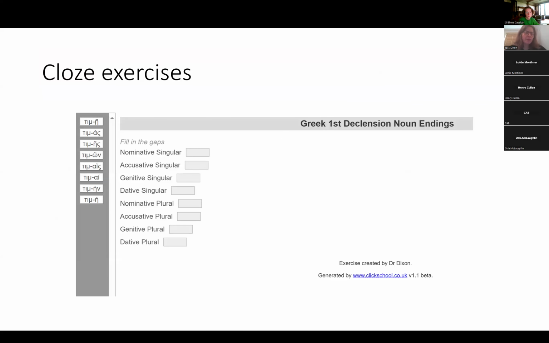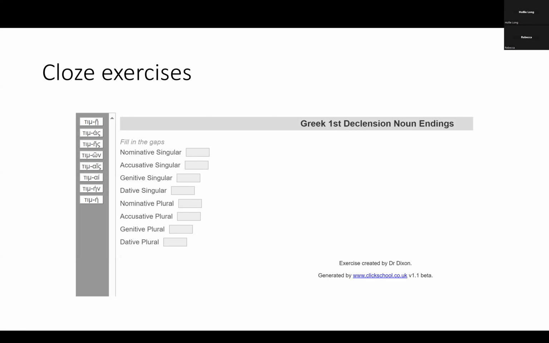Some people may not have come across this. There are some online tools that you can use if you don't want to just do drilling endings. My students have tried to use Quizlet to learn endings, and I'm not sure it quite works. So I try and get them to write things out, or if they do want to interact with something, they're doing an online cloze exercise like this where they have to put endings into the right order.